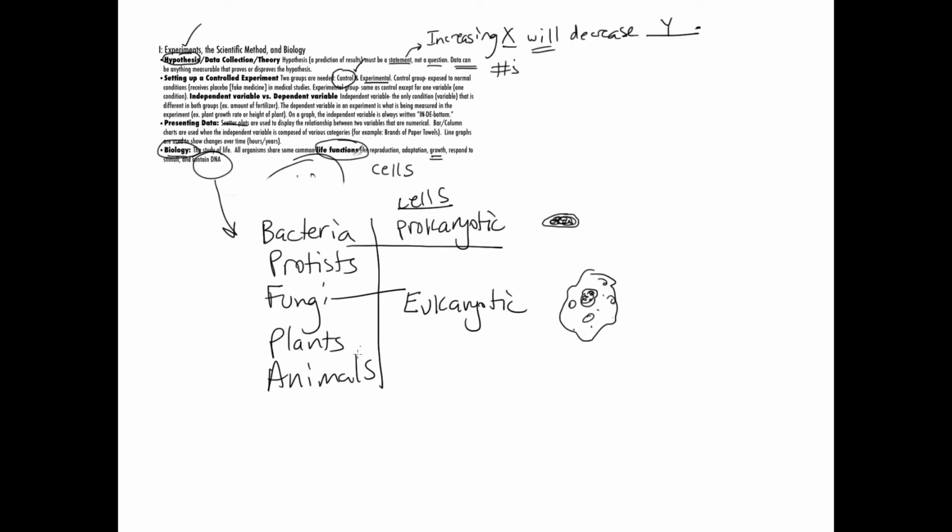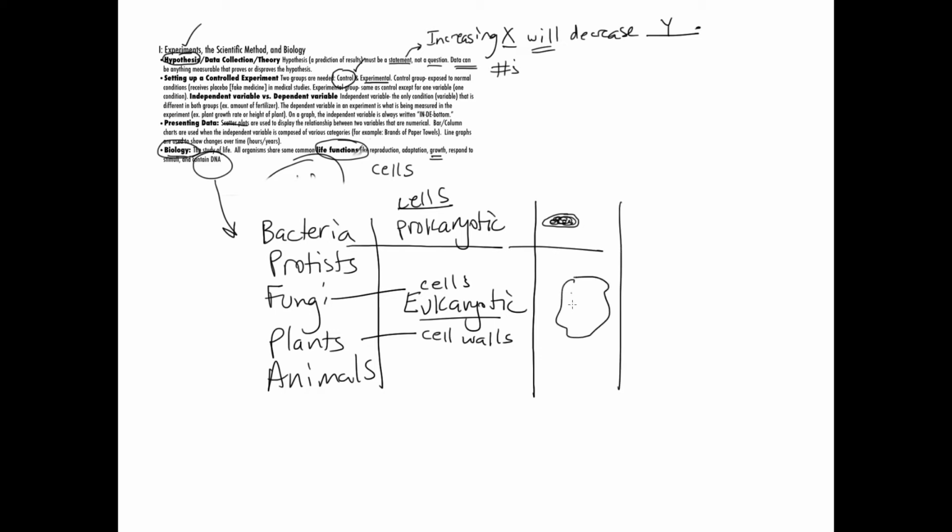Fungi and plants have cell walls, which surround the cell. So if we put a brick like that around this guy, that would make it a plant cell or a fungi cell. And then we can sort of define how they eat or feed, or what kind of, so that's prokaryotic. This is eukaryotic. That's what the picture would look like.